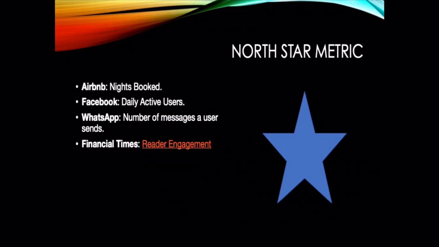WhatsApp doesn't look at the daily active users. They use the number of messages users send as their North Star metric. And a media company like the Financial Times looks at their reader engagement, for example, by looking at how many of the news articles are commented on or liked or shared.